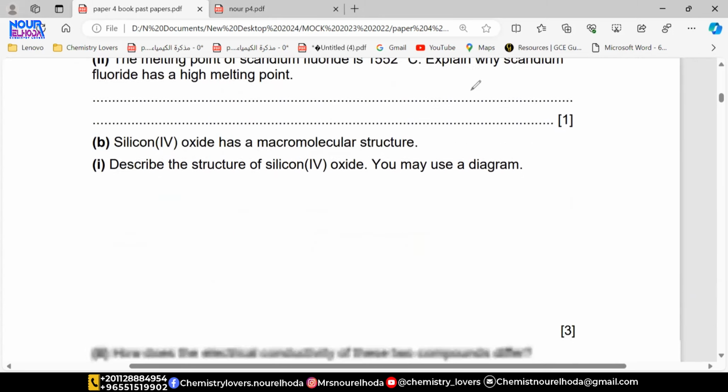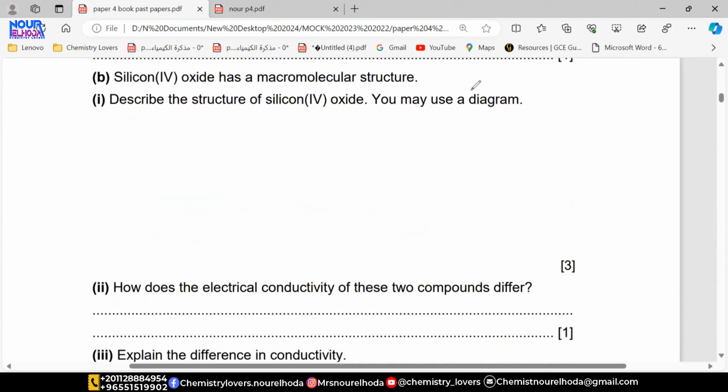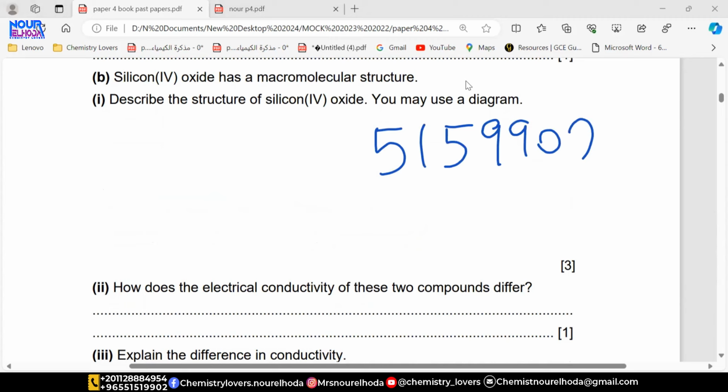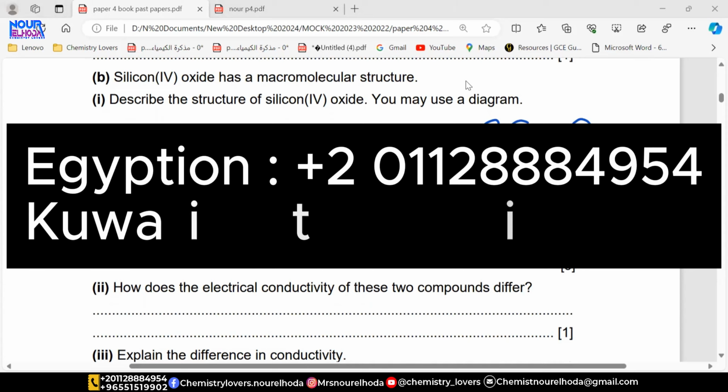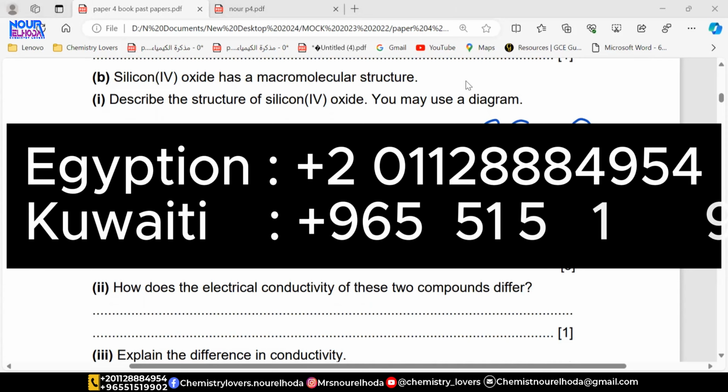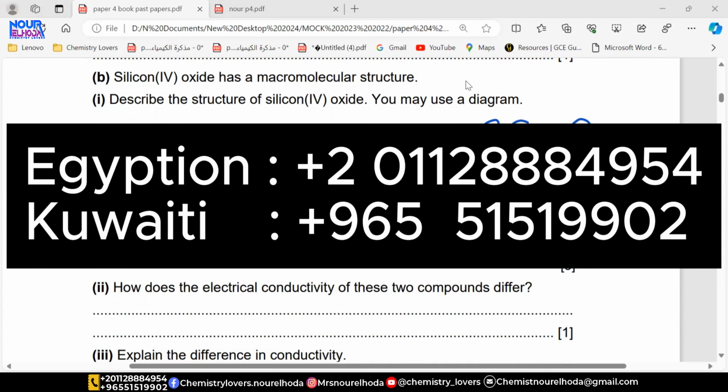If he asks you, let's say this is giant covalent. Miss, where to find your number? My number? I will send it to you. If you joined Ronnie, I sent all the links for my groups on the WhatsApp, on the chat. You can check it. This is the Kuwaiti number since you are in Kuwait. So this is the Egyptian number.